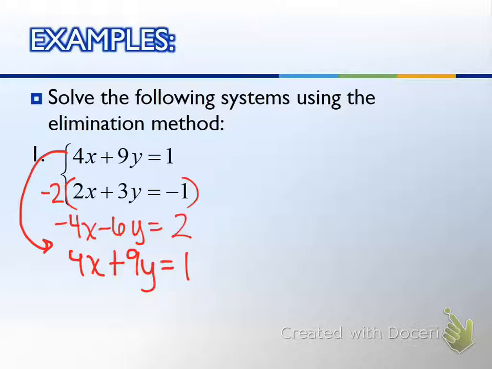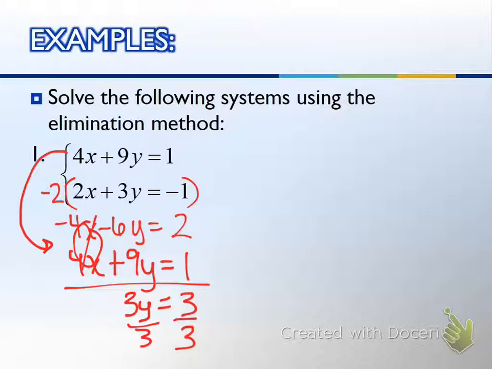Now, do we have opposite coefficients on a variable? Yes. We sure do. So which variable is eliminated? X. That goes to 0. So we combine down our columns. -6y plus 9y is a positive 3y equals 2 plus 1 is 3. But we don't just want 3y, we want y by itself. Divide both sides by 3, so we get y equals 1.